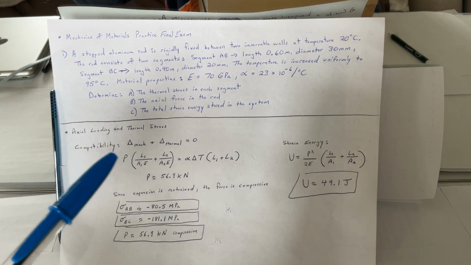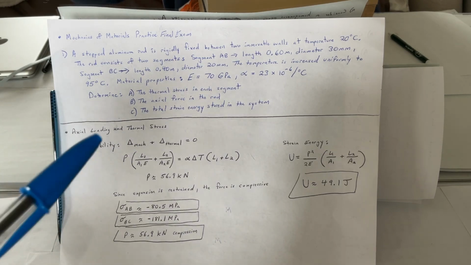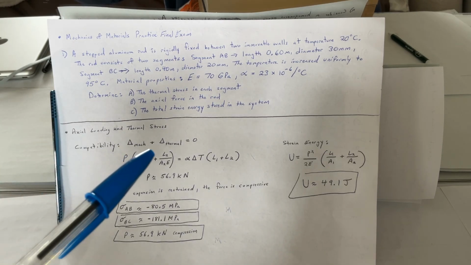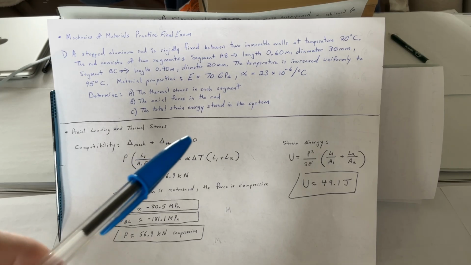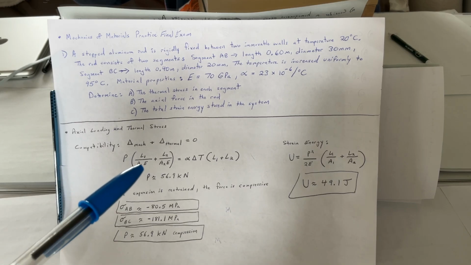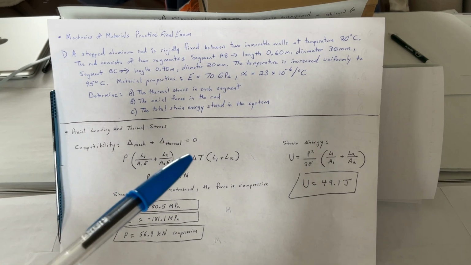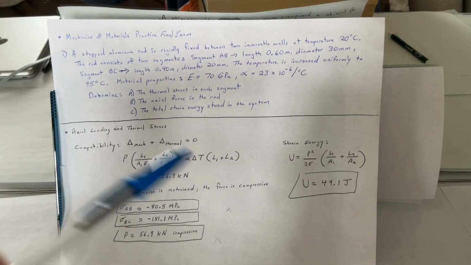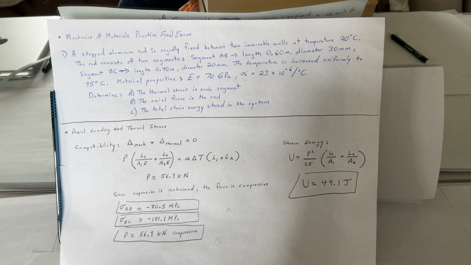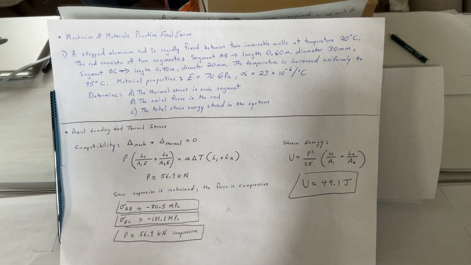as a reference. Compatibility. Okay, you have the change delta sub MECH plus delta sub thermal equals 0. And this P times the quantity L sub 1 over A sub 1 E plus L sub 2 over A sub 2 E equals alpha delta T times the quantity, the sum of L1 plus L2. And solving for P, we're going to get approximately 56.9 kN.